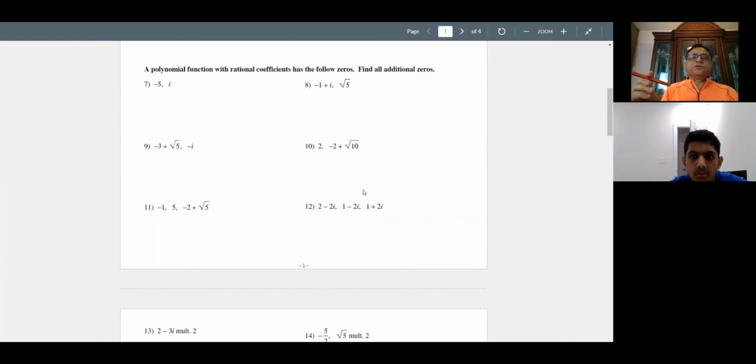Can you please read this question now? A polynomial function with rational coefficients has the following zeros. Find all the additional zeros. Negative 5, i. So i cannot be alone, so negative i will be another zero. Is that clear to you? Yeah. Right. Next.